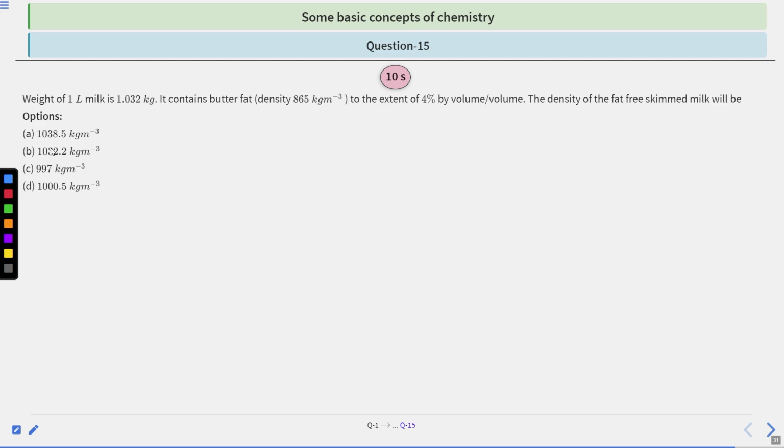options are 1038.5 kilogram per cubic meter, 1032.2 kilogram per cubic meter, 997 kilogram per cubic meter, or 1000.5 kilogram per cubic meter. You have 10 seconds to solve this question. After that, we will see the answer.